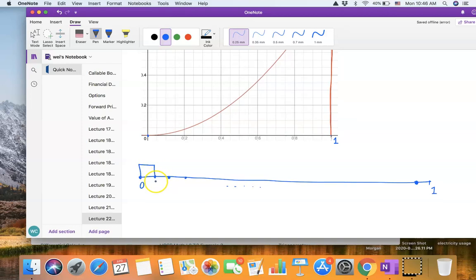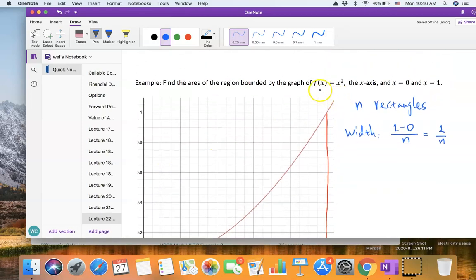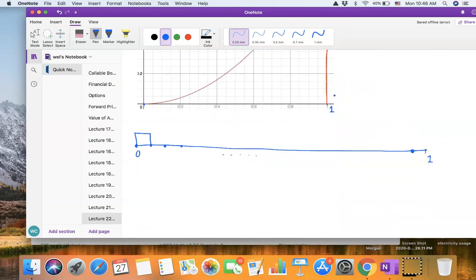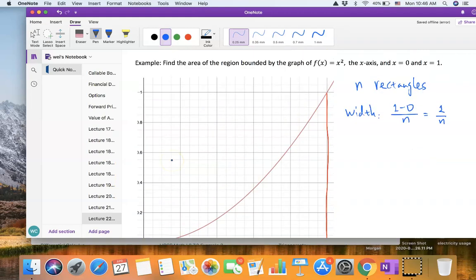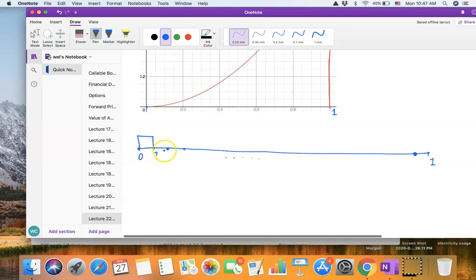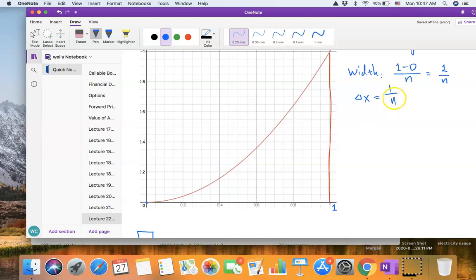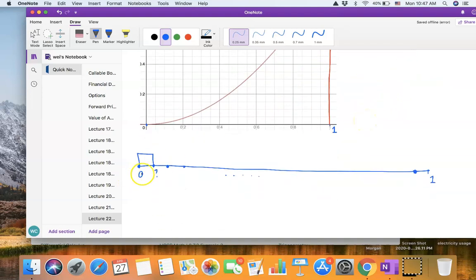Now I know the function is f(x) equals x squared. Now how do I know what this point is? What is the coordinate of this point? Remember, since we know the width is 1 over n, that means for each consecutive point, their distance is 1 over n. So since this first point is 0, the next point is going to be 1 over n. So this point is 1 over n.